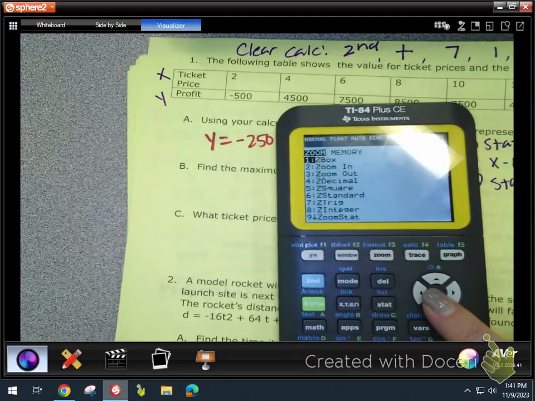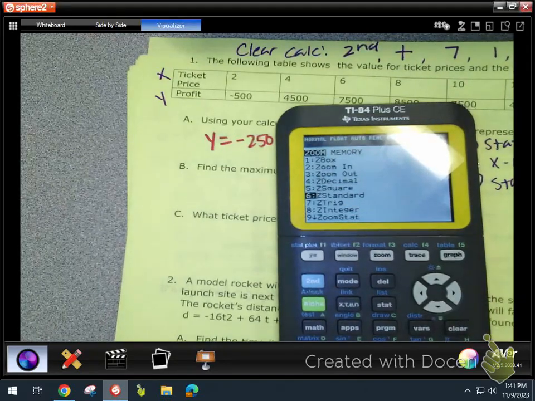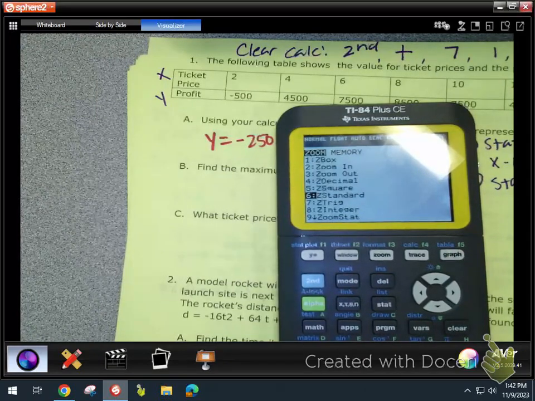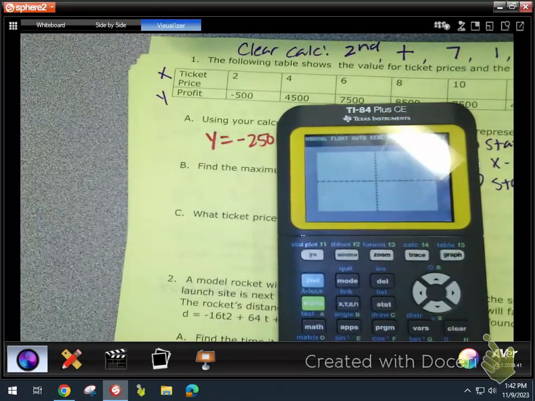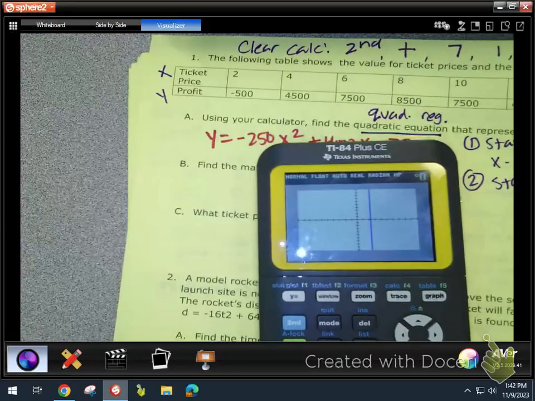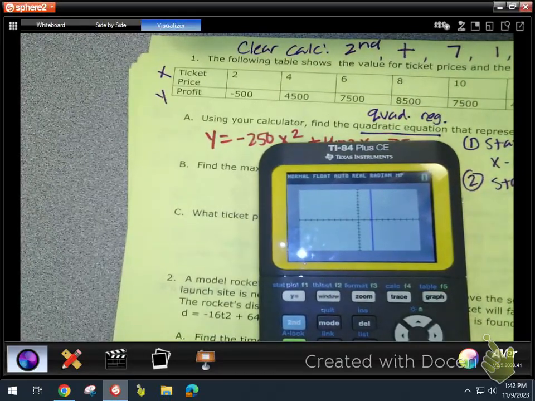I'm going to show you an easier way to do it, so don't go pressing buttons. There is zoom in, zoom out. I don't really use those that much. But do you see number 6, how it says ZStandard? That means zoom back to the standard window. So when I'm swapping out equations, I always press Zoom 6 and start in the standard window and see if it works. Go ahead and press 6 right now, and maybe your graph will fit in there. Maybe it won't.